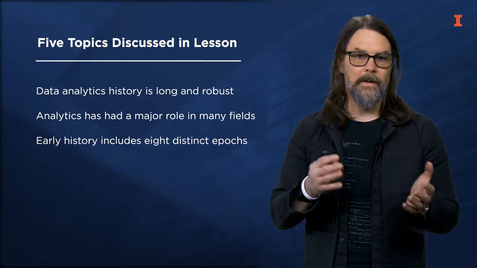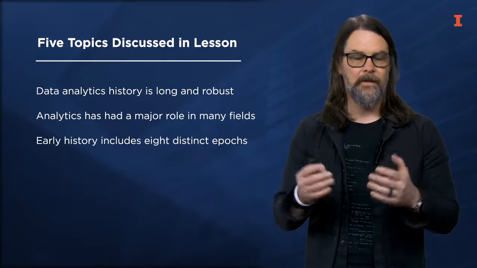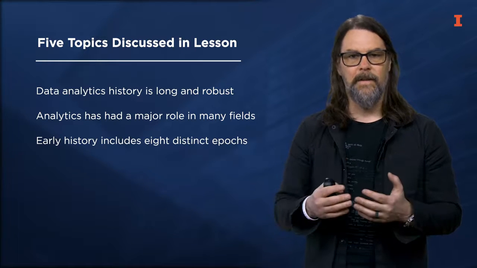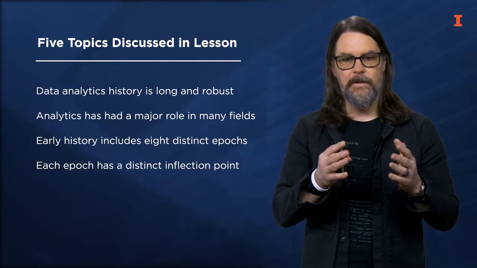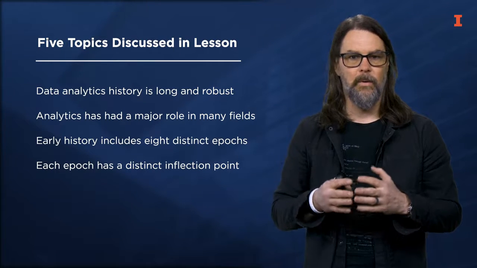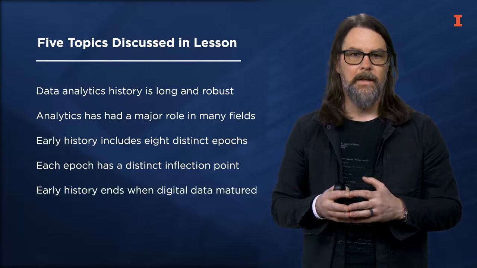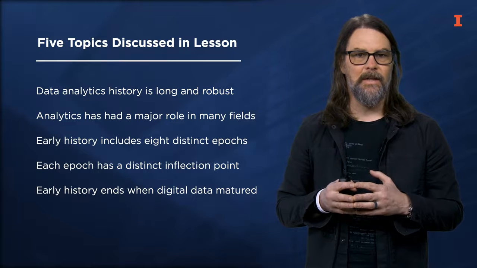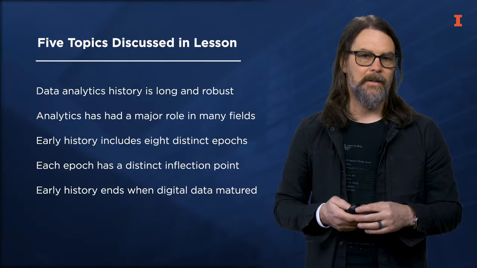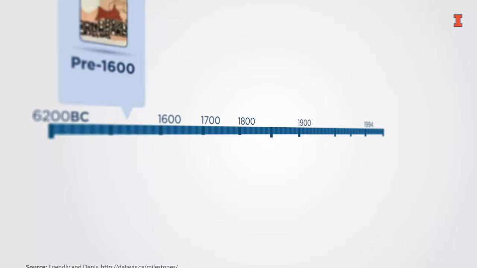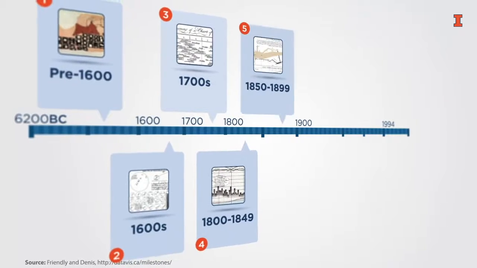Data analytics' early history can best be described through 8 specific epochs, each with significant events that trace the growth of the data analytics practice. Each epoch features a distinct inflection point or series of points that moved the practice forward and ushered in a new epoch. And then finally, data analytics' early history ended with the creation of digital data, which introduces the rise of contemporary analytics. The 8 epochs of the early history of data analytics look like this.